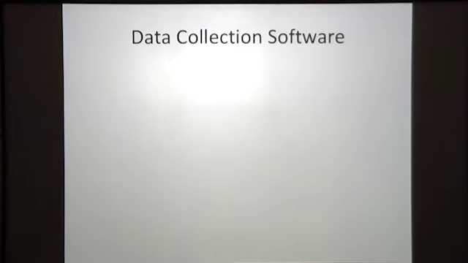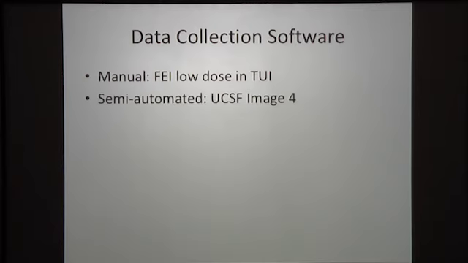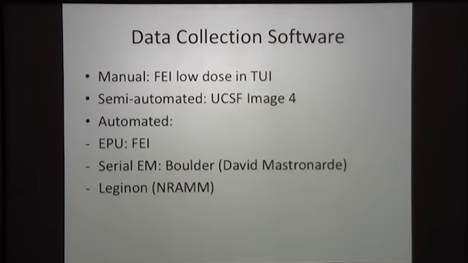Good. Right, so you found a good grid now, so you want to collect your data. What are your choices? You can do it manually with the FEI low dose. You can use semi-automated ways, or you can go fully automated. Now, there are several packages out there. I'm going to concentrate on the ones that we use here at the LMB and we have some experience with. But these are the main ones, but there are more software packages from different companies and different labs that allow you to collect data.